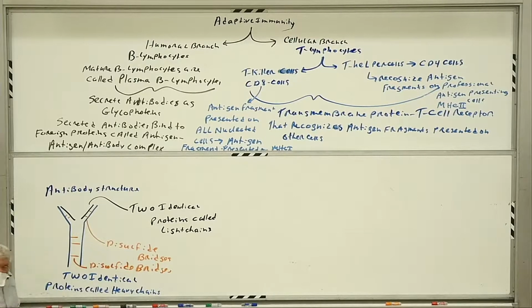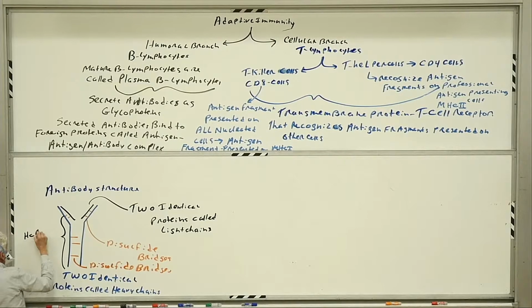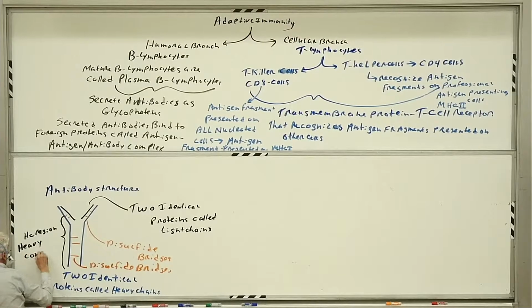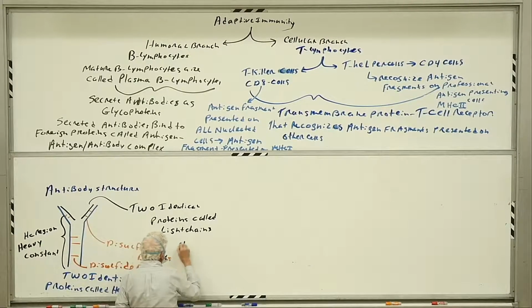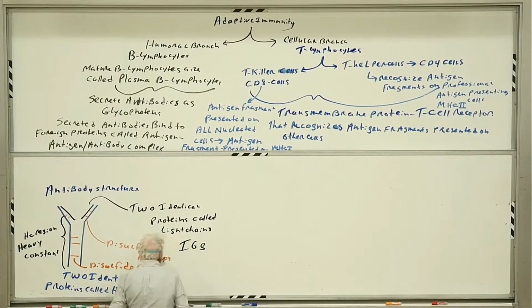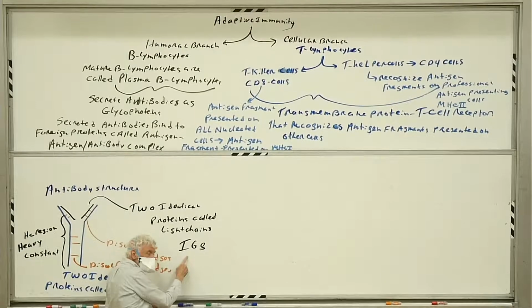Now, there's some more anatomy we need to delve into here. For each of the heavy chains, there's this long segment called the HC region. HC stands for heavy constant region. Now, we're going to talk about things called IgGs. It turns out there are IgAs, IgGs, IgMs, IgEs. We're going to focus on IgGs.